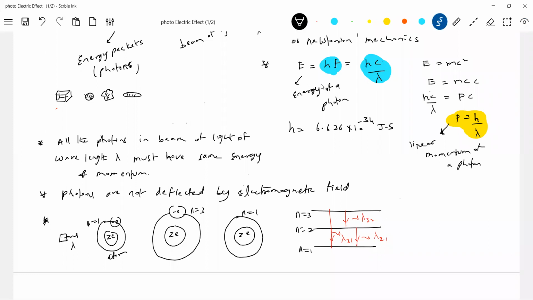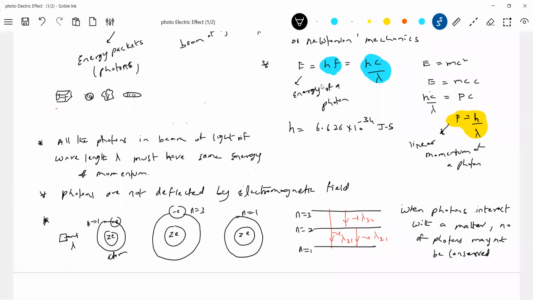So shall I put another statement? I'll put it here. When photons interact with matter, the number of photons may not be conserved. And we need not bother also about this particular thing.